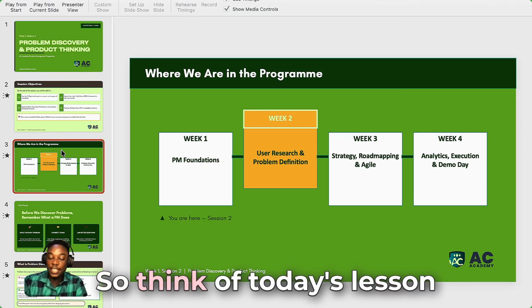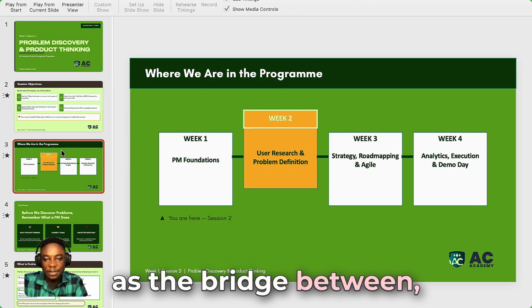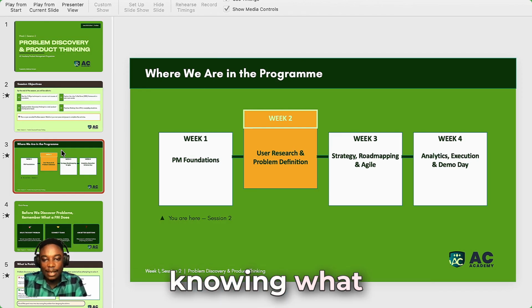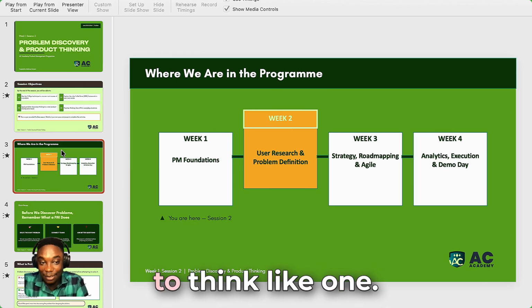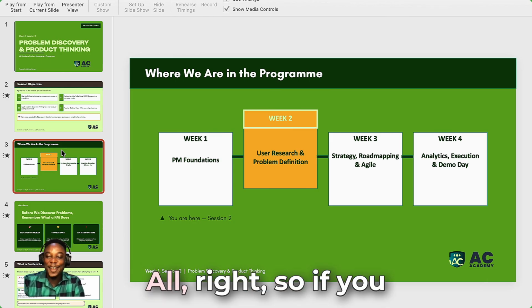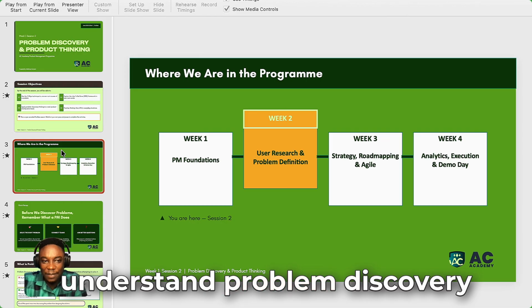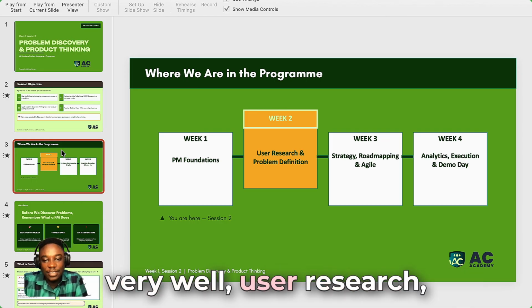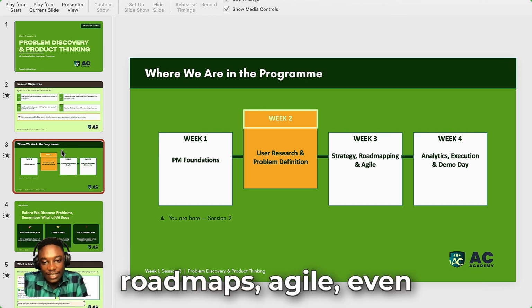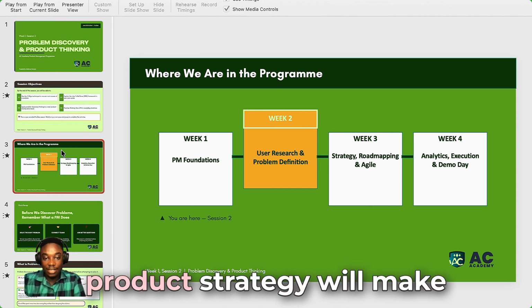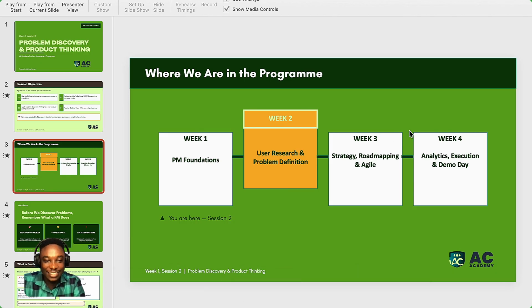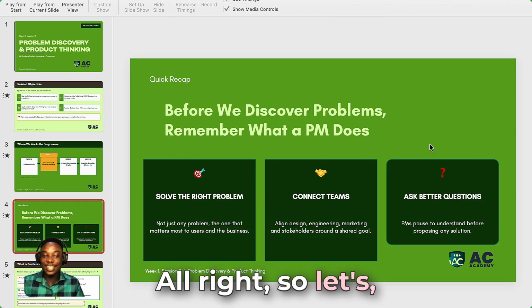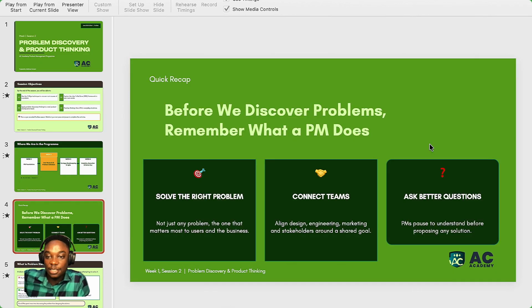So think of today's lesson as the bridge between knowing what a product manager actually does and starting to think like one. Yes. All right. If you understand problem discovery very well, user research, roadmaps, agile, even product strategy will make much more sense later. Yes. All right. So let's do a quick recap before we continue.